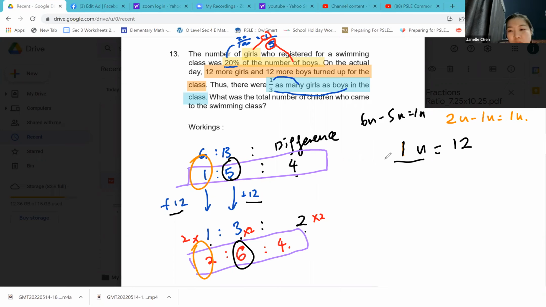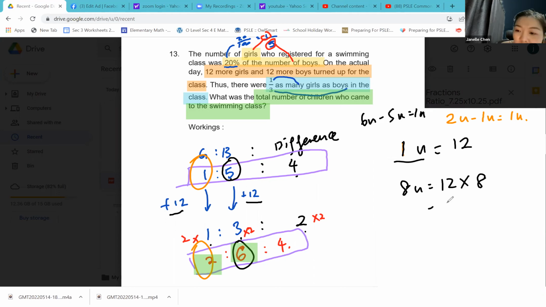Yeah. So the next thing after I find 1 unit is always to read back the question and see what the question actually wants from me. The question wants the total number of children who came to the swimming class. Came to swimming class means in the end, right? So I will need to find this and this, which is a total of 8 units. Please do not find 4, because 4 is the total before, so that's another trap where you might be careless. So I will be finding 8 units, and 8 units equals 12 times 8. I will get 96. Basically, this is my answer.